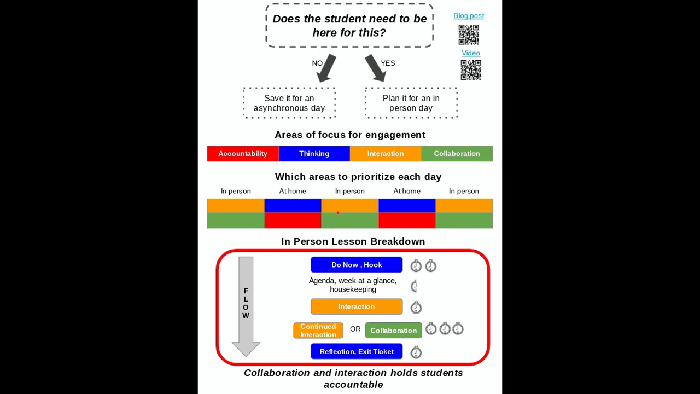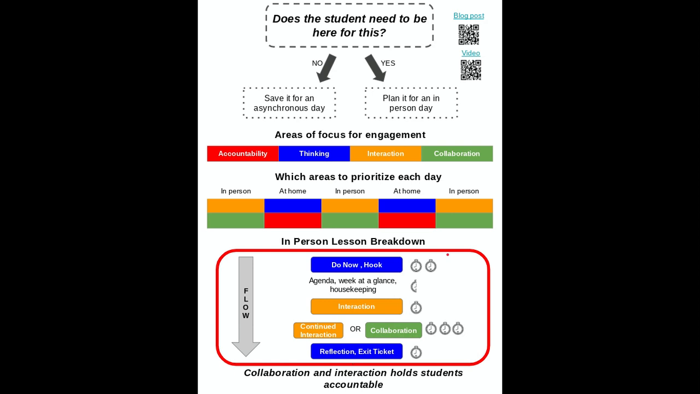What this might mean is you need to take your lessons and split them apart, split them into new parts, or take them and modify them a bit to fit into kind of this framework to ensure that you're hitting each area of engagement at some point during the week.